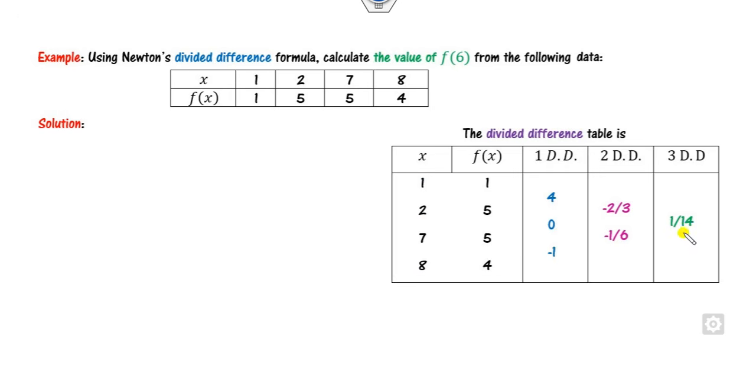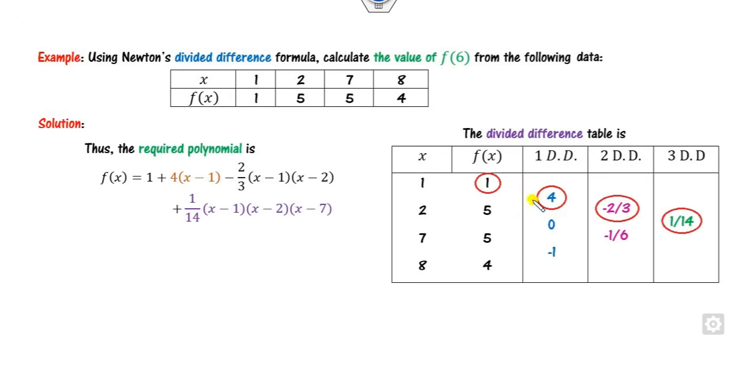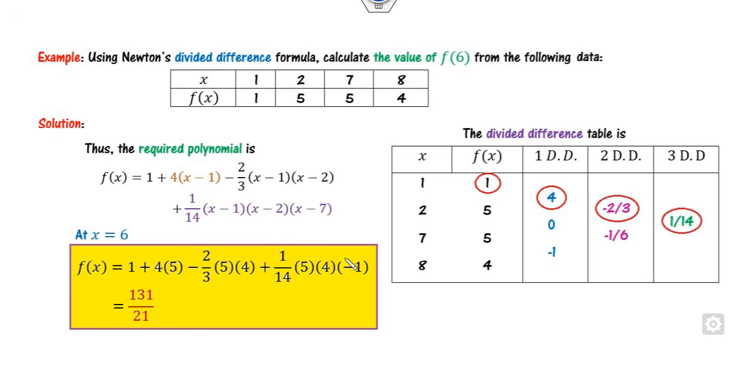Since it is a constant number, a single number, there is no need to find the fourth one. Then based on this number you can write the sequence, and your target is to find the value of f of 6. So you can substitute x as 6 in this expression, and you will get the right answer here.